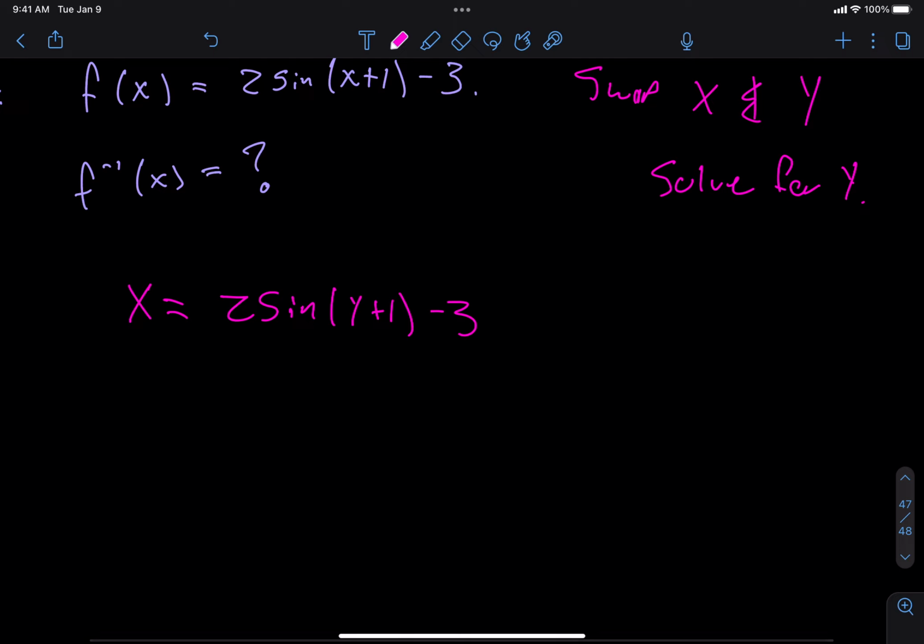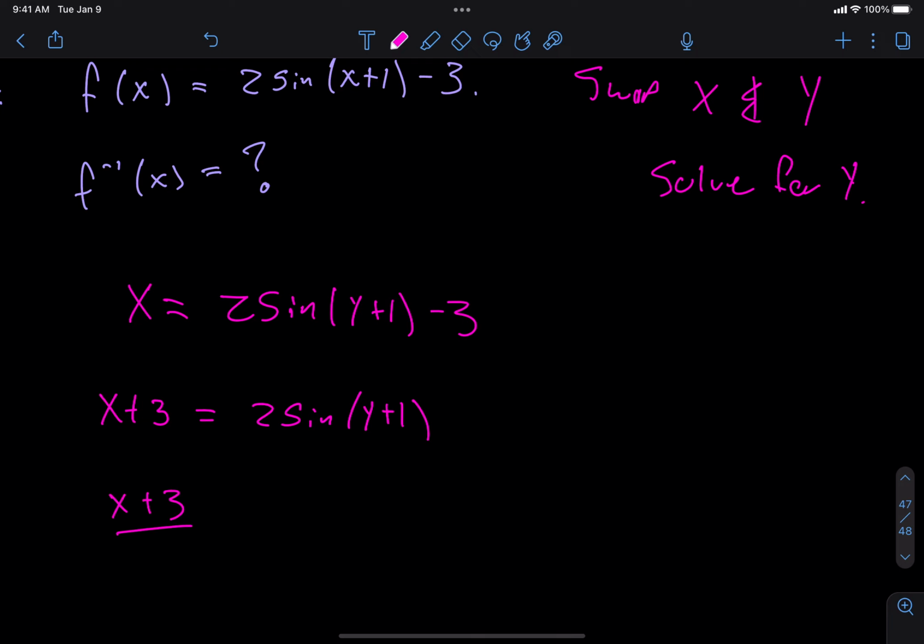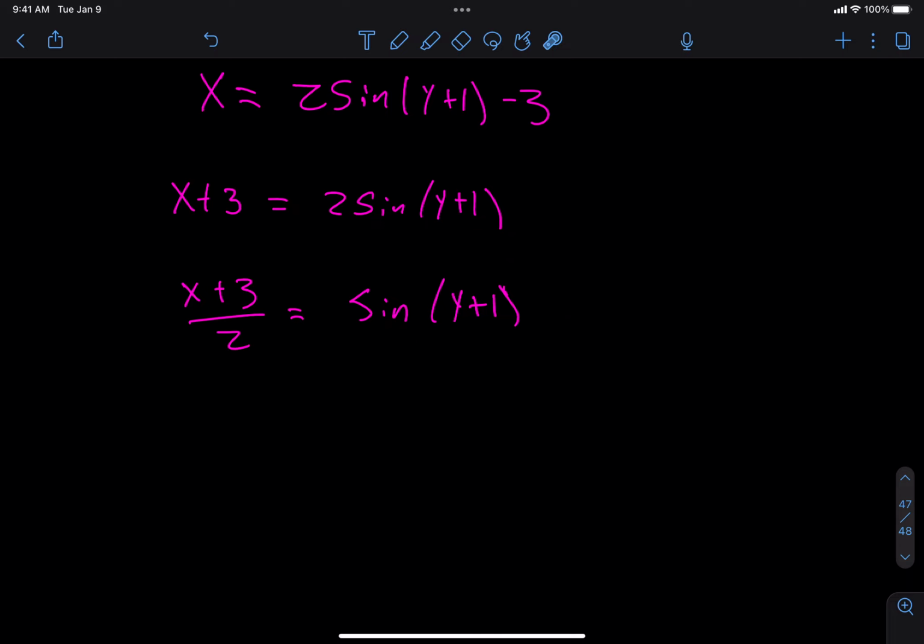Now, how am I going to do that? The first thing I'm going to do is add 3 to both sides. That seems like a no-brainer. And then probably divide by 2. So we get x plus 3 over 2 is equal to sine of y plus 1. Now, how on earth am I going to get y out of the sine function? Yeah, inverse sine. I'm going to use inverse sine. Inverse sine, it will get it out. So I'm going to apply sine inverse on both sides.